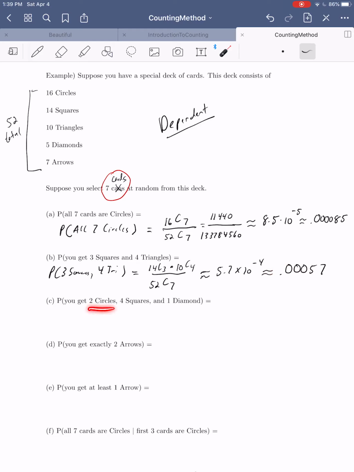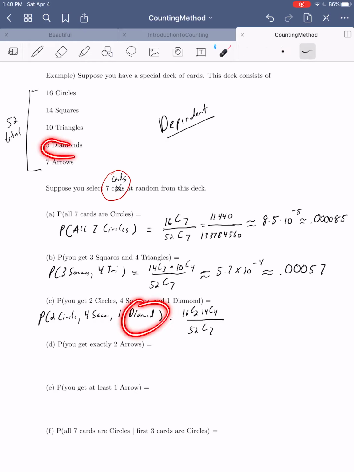All right, next one, 2 circles, 4 squares, and a diamond. So let's see about that. So 2 circles, 4 squares, 1 diamond. Same idea, denominator 52C7. Then we count each of these separately. So the 2 circles come from the 16 overall, so that's going to be 16C2. Then the 4 squares come from the 14 overall, so 14C4. And then the 1 diamond needs to come from the 5 there, so 5C1. And then we multiply all those together.